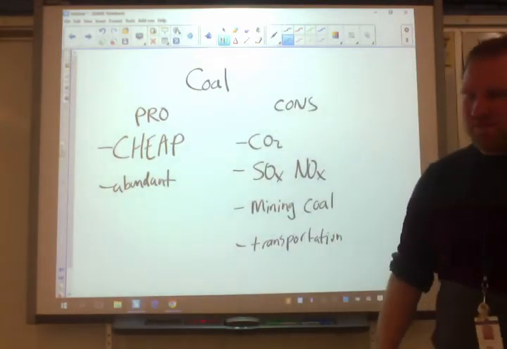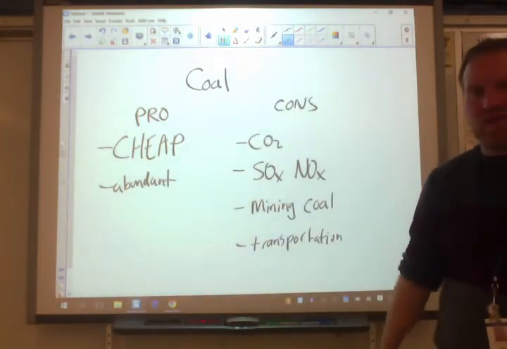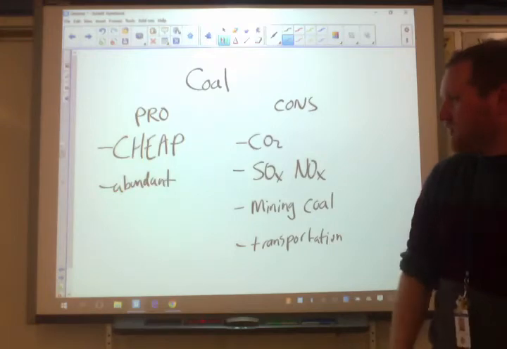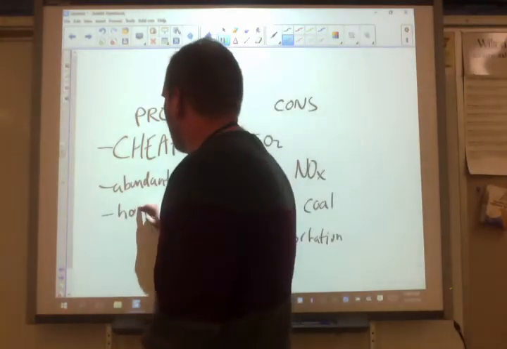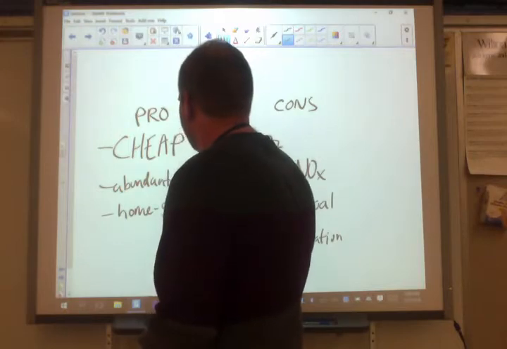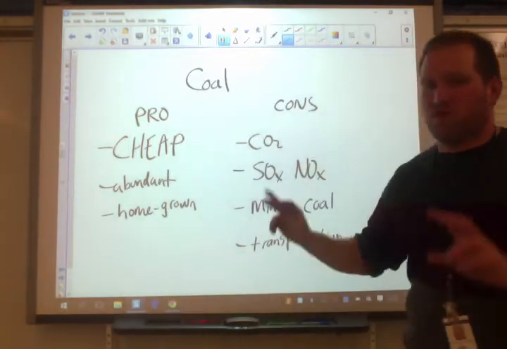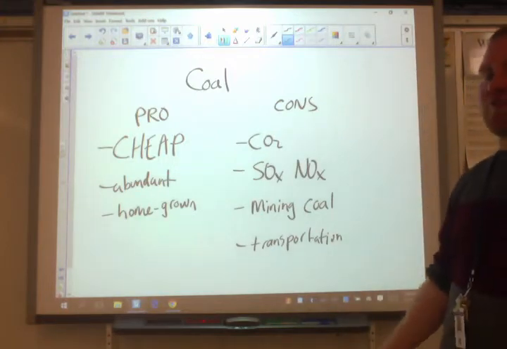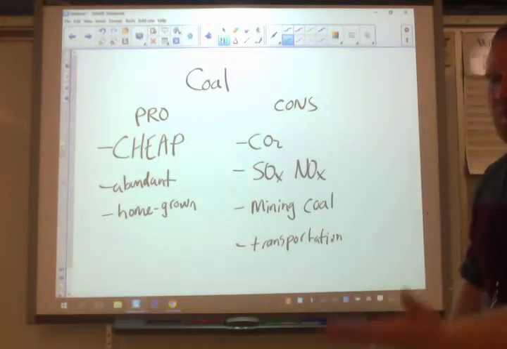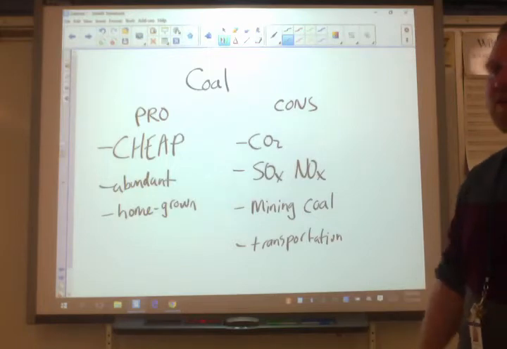Cheap and abundant. Right now, about 55% of this country is powered on coal. Another thing we can mention is that it is homegrown. Well, homegrown, not really, but it comes from the U.S. We have a lot of coal mines here in the U.S. We might import some. It just might make sense economically.